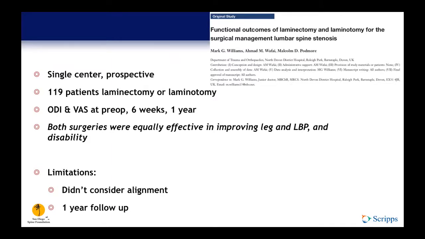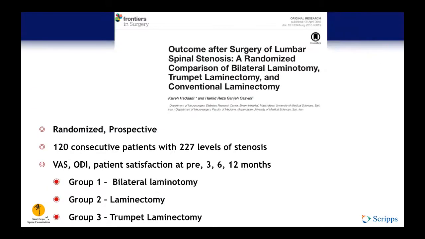There are several studies looking at just this. There are functional outcomes looking at laminectomy and laminotomy. This is a single center prospective study that stratified the patients into laminectomy or laminotomy procedures. They looked at ODI and VAS scores preoperatively and up to 1 year, and found that both surgeries were equally effective in improving leg pain and back pain. They didn't consider alignment, which we look at more now than we did previously. There's also only a 1 year follow-up, which may be a little early if you're considering adjacent segment degeneration.